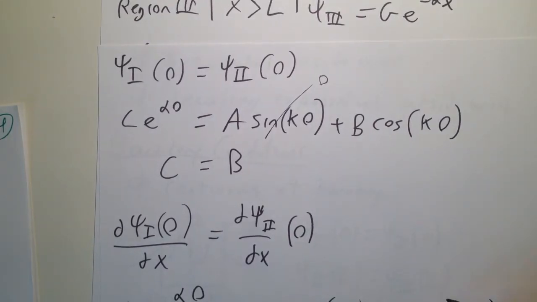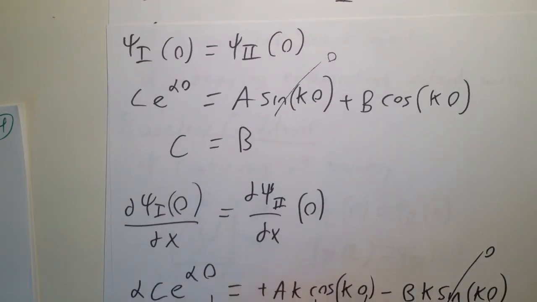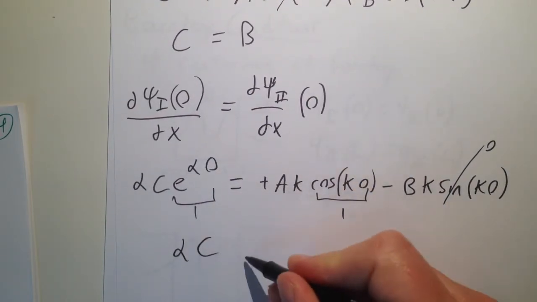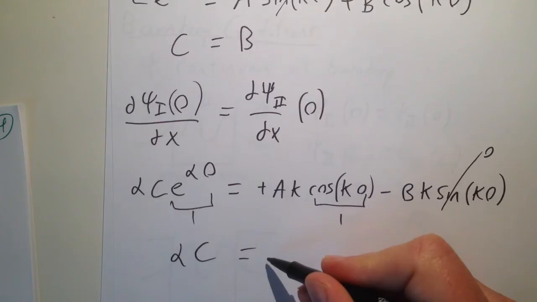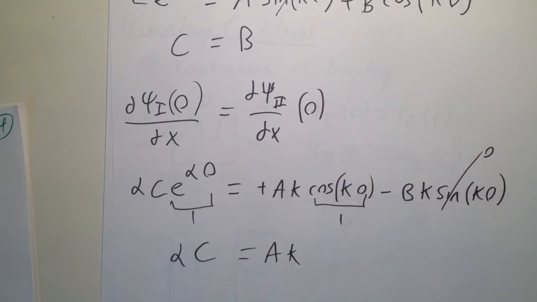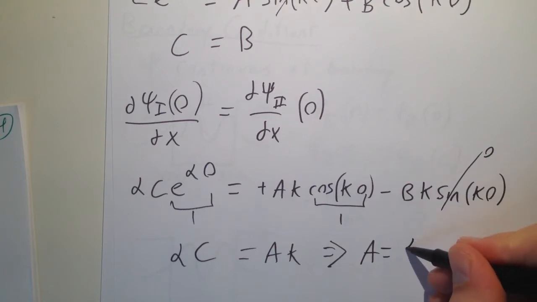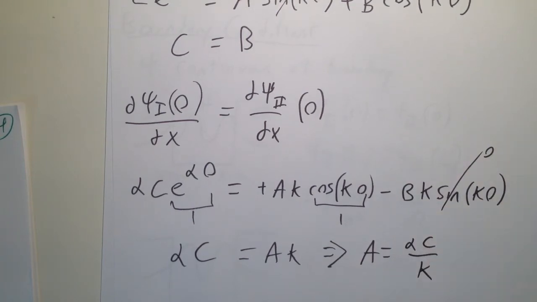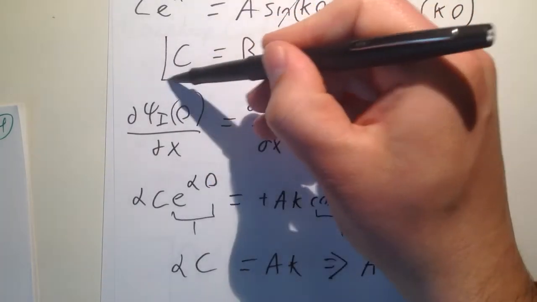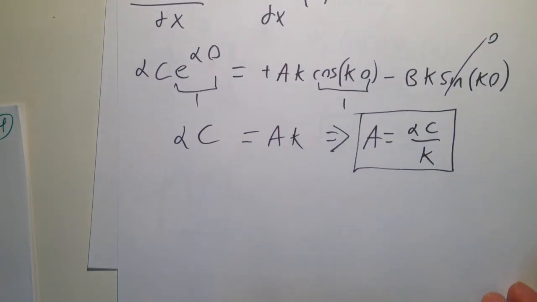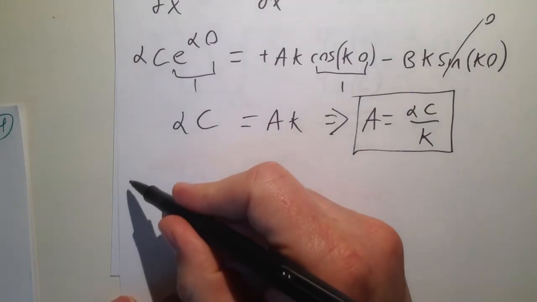So okay, this term is again equal to 0, this term is equal to 1, right? This is equal to 1. And so that means that I have alpha c must be equal to a times k. And so that means that a is equal to alpha c over k. Alright, so that could be helpful later. I'll circle all the important things we're finding here. Okay, what else do we know? At the other boundary, we know the wave function must be continuous.